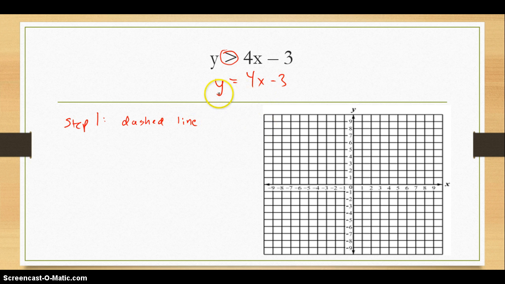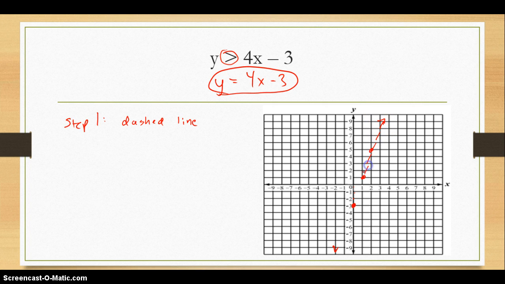So now let's graph y equals 4x minus 3. So we go to negative 3 because that's our b, that's our y-intercept. And then we're going to go up 4 over 1 because that's our slope. You really only need to make 2 points, but I'll make another one just in case. 2 over 1. So here's our line. And I said it's going to be a dashed line because it's not equal to.